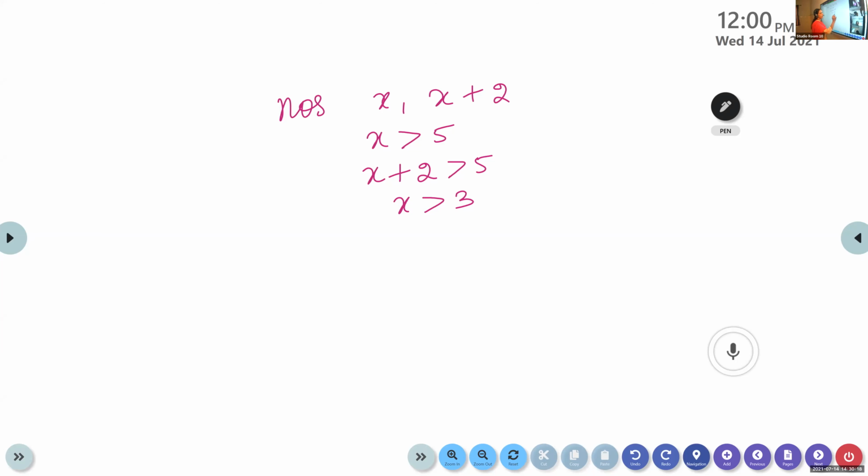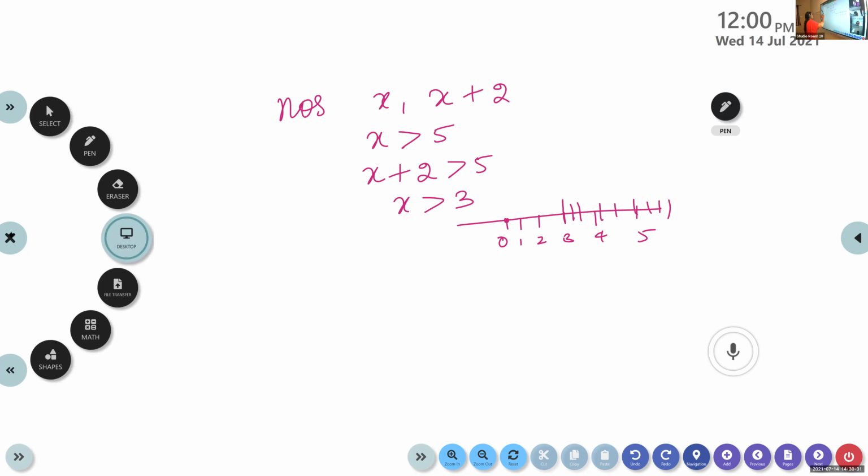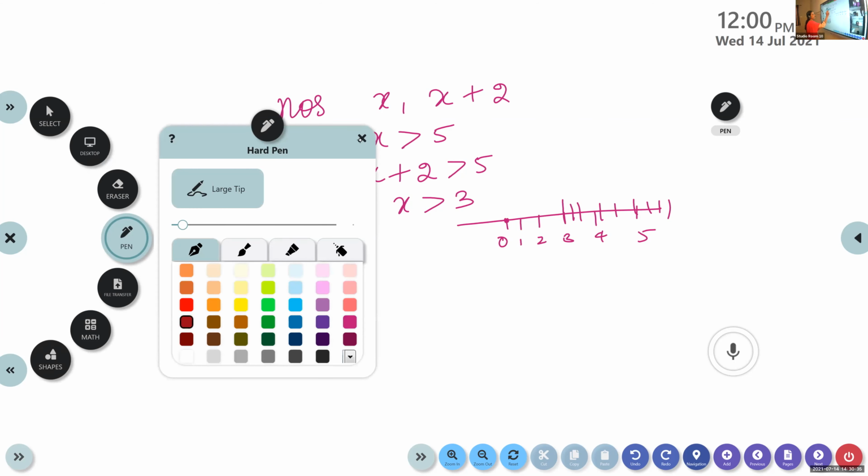So x is greater than 3. Suppose I am plotting the numbers on the number line: 1, 2, 3, 4, 5. x is greater than 3 means this part. x is greater than 5 means 5 and more, isn't it? Greater than 5 means it is 5 and more.